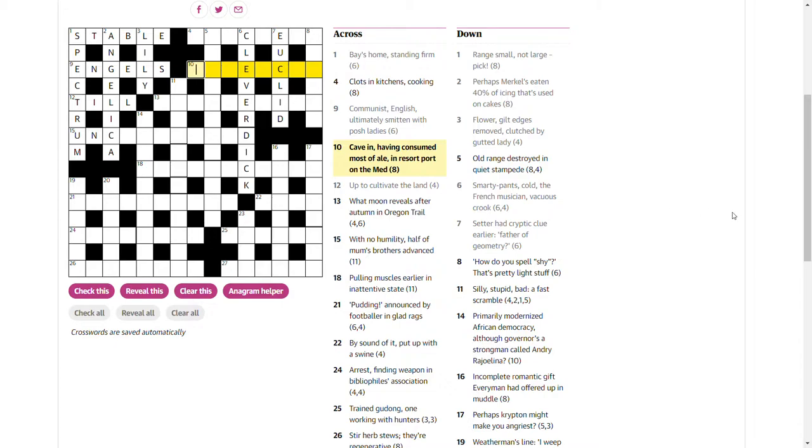Cave in, having consumed most of ale, in resort port on the Med. Valencia. Yes. Is it? It's an anagram of cave in, with most of the word ale in it.